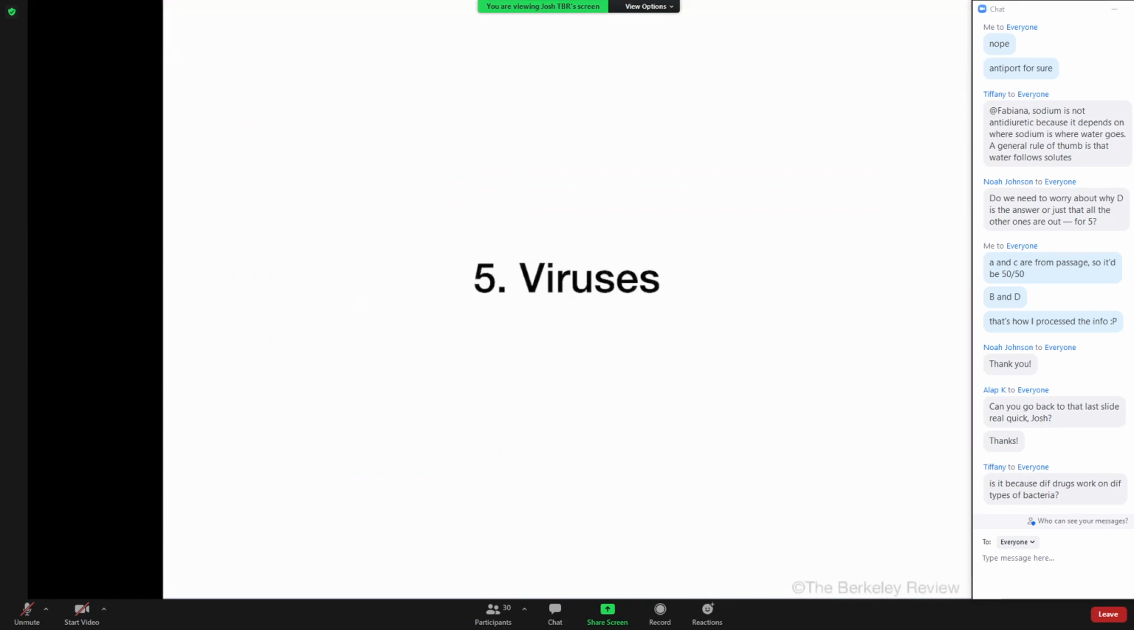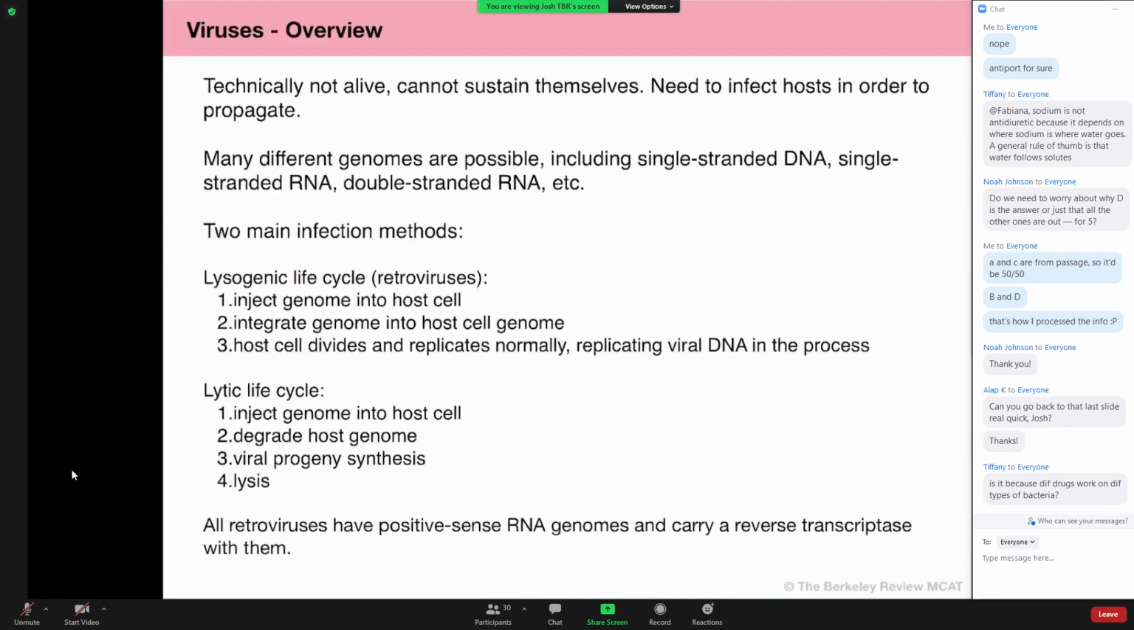All right. Okay, let's go over viruses. Last but not least. And technically, as of today, viruses are not alive, and that's because they cannot sustain themselves. The only way for them to propagate is that they need to infect hosts, okay? And so viruses are very cool because they can have a lot of different genomes, unlike anything else.